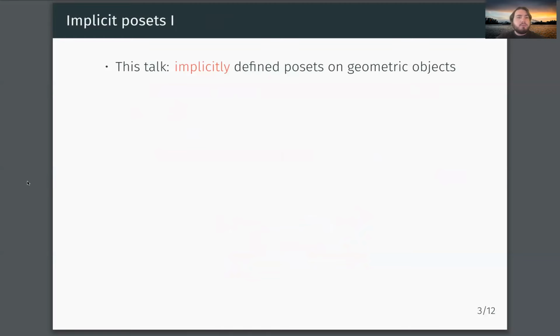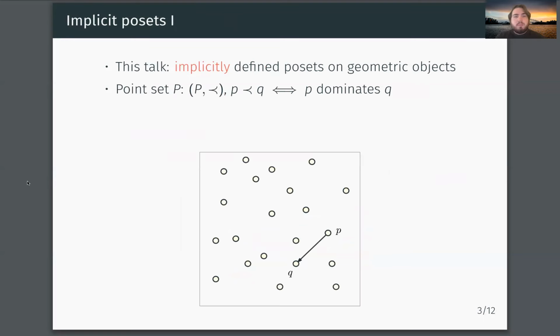Today, this talk is really going to be focusing on implicitly defined posets. So what I mean by this is posets where the elements are underlying geometric objects, usually of constant description complexity, and you can efficiently test whether two elements are comparable according to the poset you define. So for example, here I have a point set P, and I can define a poset where I say P is less than Q if P dominates Q. And remember, domination is for each coordinate i, P_i is greater than or equal to Q_i. And in the figure below, I've just given an example of 2 points P and Q such that P dominates Q.